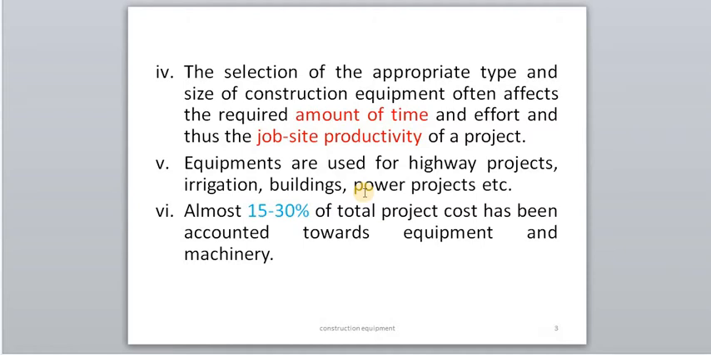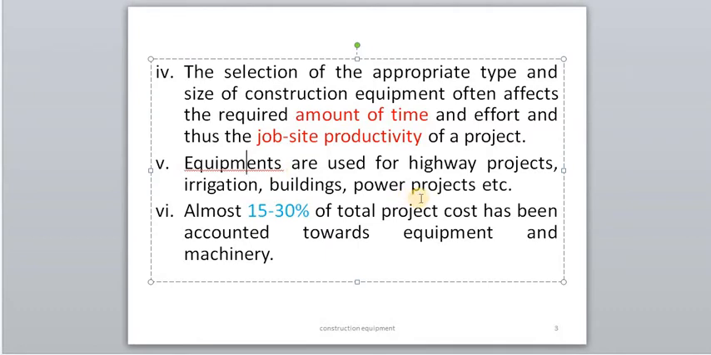Also, what is the next point? These equipments are used for highway projects, irrigation, buildings, power. These are just examples. Nowadays, they are used for construction of highways, irrigation projects, various dams, spillways and carriageways. We can also use construction equipments for construction of normal buildings, as there are advanced equipments used in building construction. And for power plants, for power generation, we can use the advanced equipments.